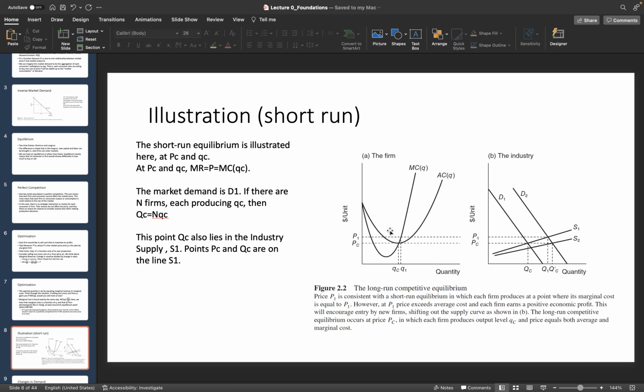But that goes to the original question: where does the PC come from? It comes from the intersection of the industry supply and the market demand. And that's internally consistent with each firm, because each firm is looking at that PC and producing exactly small QC, which is totally consistent with big QC, which is just n times the small QC. So this is the short-run equilibrium under perfect competition.